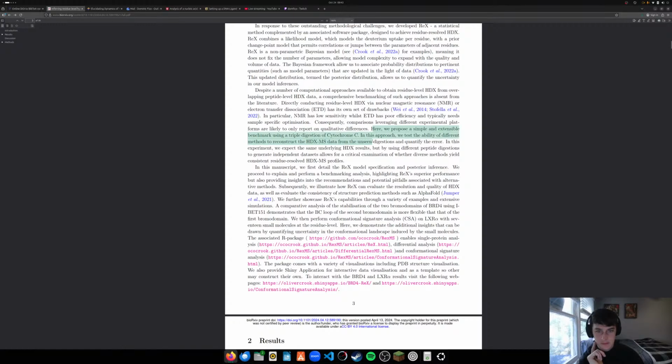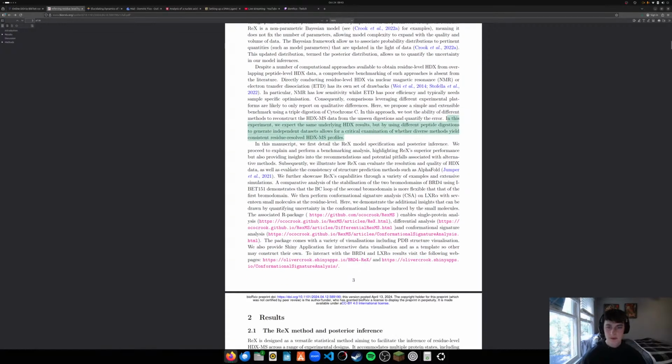Here we propose a simple and extensible benchmark using a triple digestion of cytochrome C. In this approach, we test the ability of different methods to reconstruct from unseen digestions. In this experiment, we expect the same underlying HDX profiles, but using different peptide digestions to generate independent data sets allows us a critical examination.